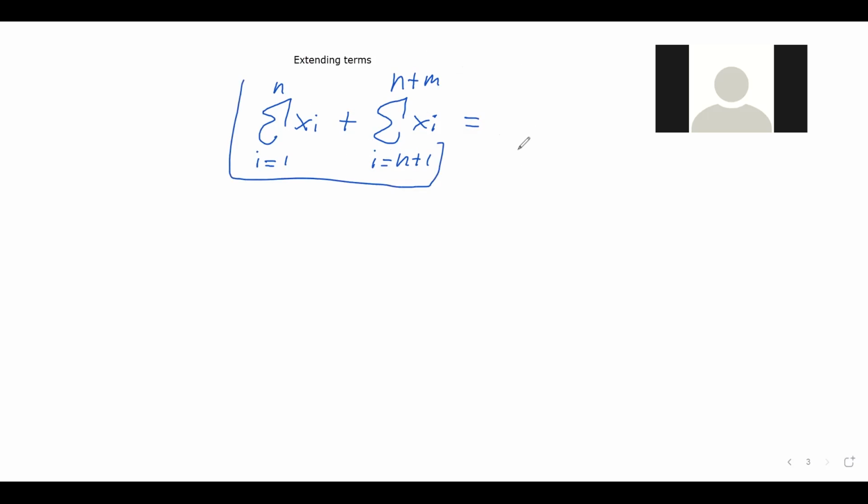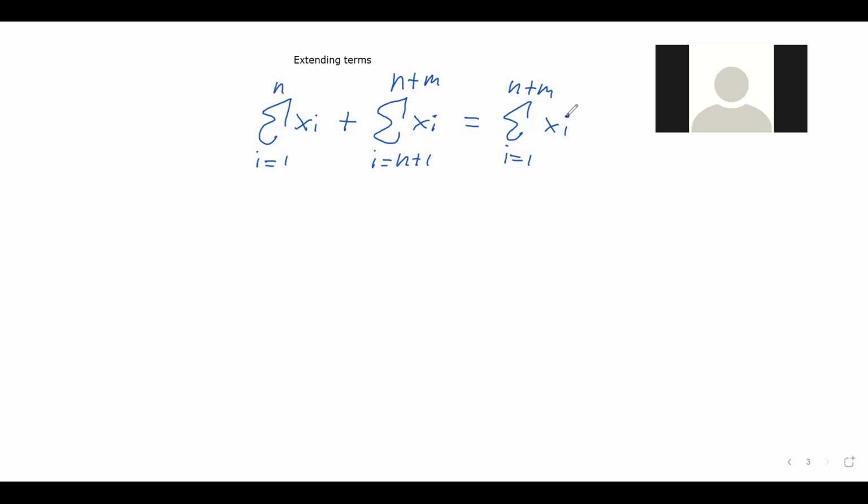Extending terms. So that's the second property I'm going to show you. The definition of the extending terms property is that you have a summation from i is 1 all the way up to n. And then you add another one, but this one starts not at n, but at n plus 1. So this one continues on the previous series. And then it goes all the way up to n plus m. And what the property is telling is that those two summations are equal to the sum from i is 1 all the way up to n plus m.